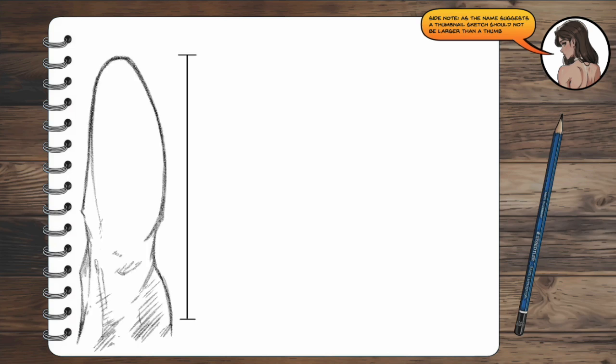So what is a thumbnail sketch? It's referring to the general size of our quick sketch, roughly 3 to 5 centimeters in size, or as the name suggests, the size of your thumb. For the sake of this series, we'll be drawing figures and capturing anatomy.